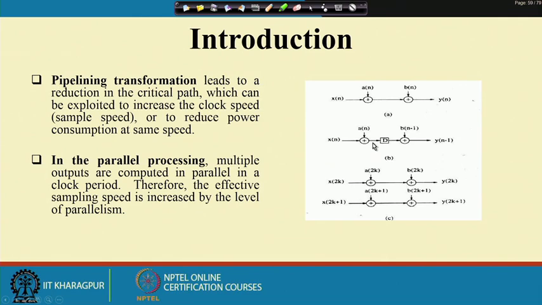But why do we ignore it? Because compared to this adder, the delay of this register is very nominal. So that is why we can ignore the delay of this register.